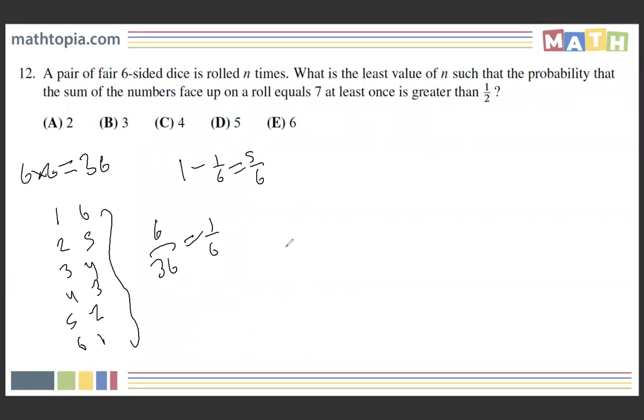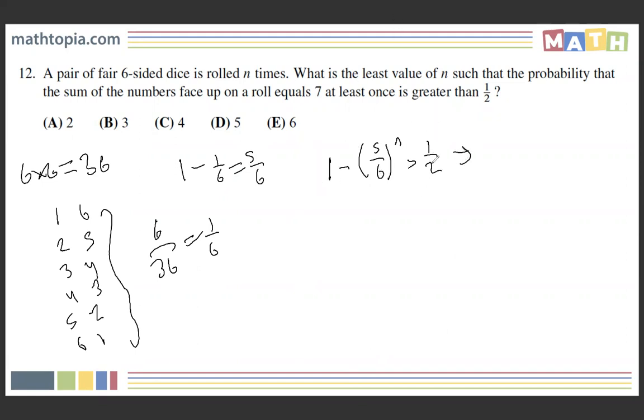And the probability of it not happening n times is 5 over 6 to the power of n, because each time we roll, they're independent events. We're just multiplying 5 over 6 by itself over and over. And the probability that it happens at least once is just 1 minus this probability. And we want this to be greater than 1/2. And there we go, that's the inequality we need.